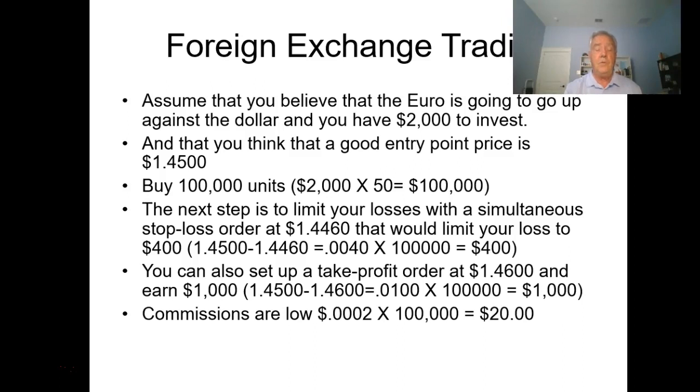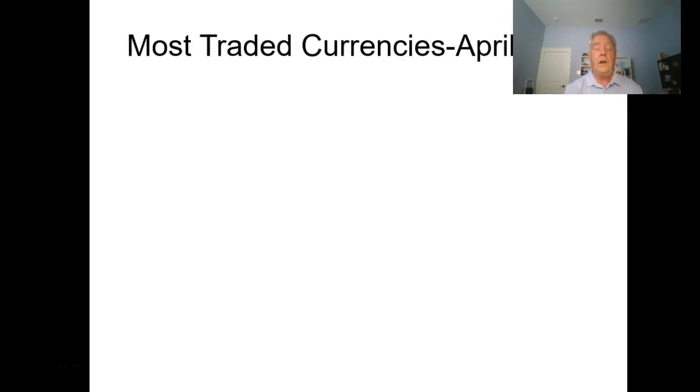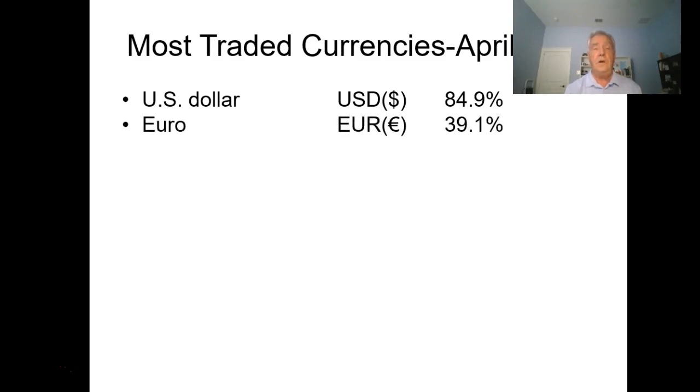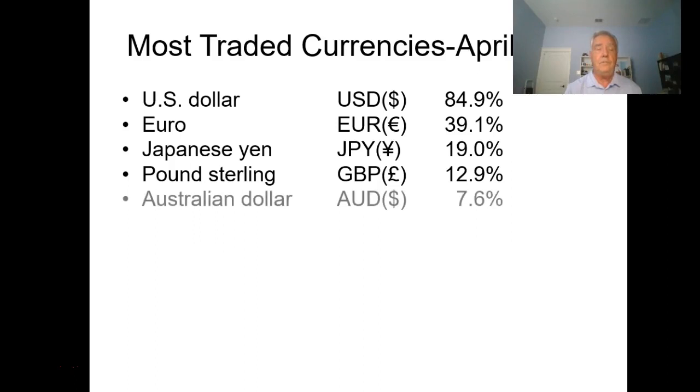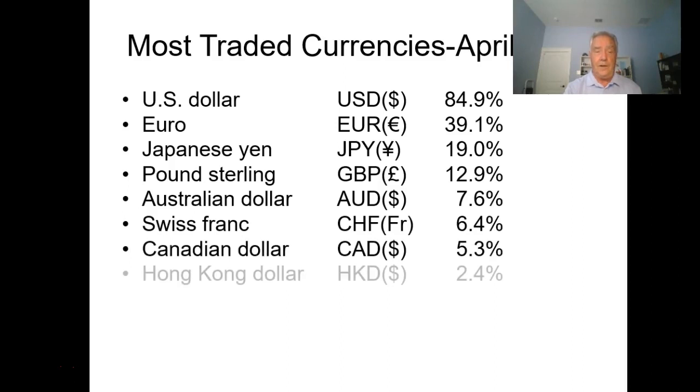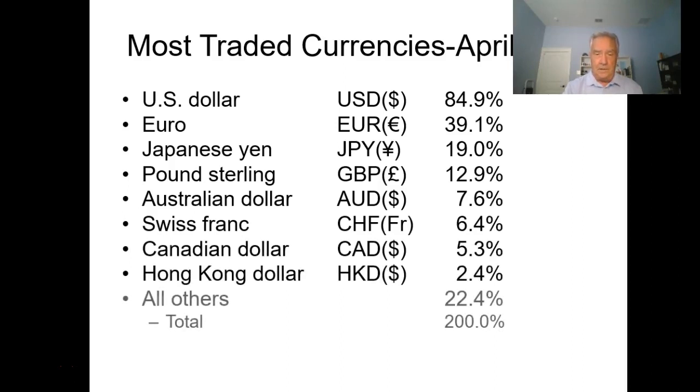It's very important trading. All right, most traded currencies throughout the world: US dollar, 84.9% of all the trades are in US dollars. The euro, second highest, 39%. Japanese yen, 19%. These are very, very popular currencies that people trade. The pound sterling, the British pound, 13%. Australian dollar down to 7%. Swiss franc, 6%. Canadian dollar, 5%. Hong Kong dollar, 2.4%. All others, 24.2%.